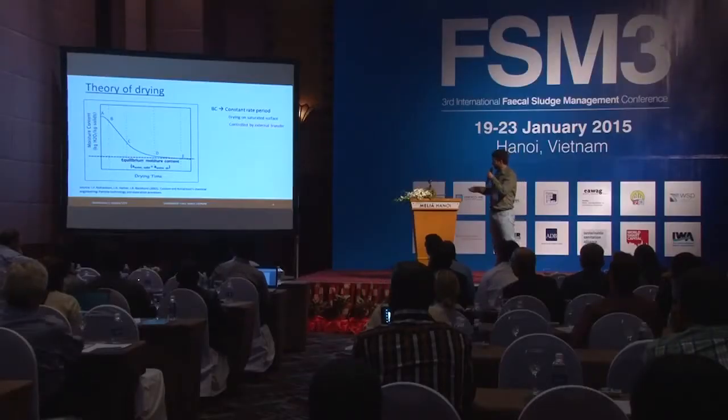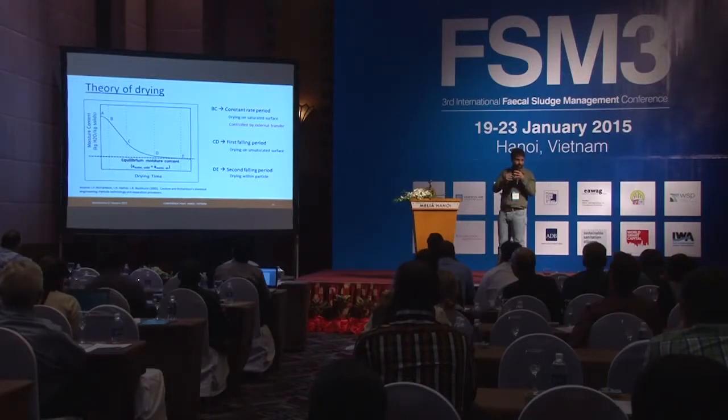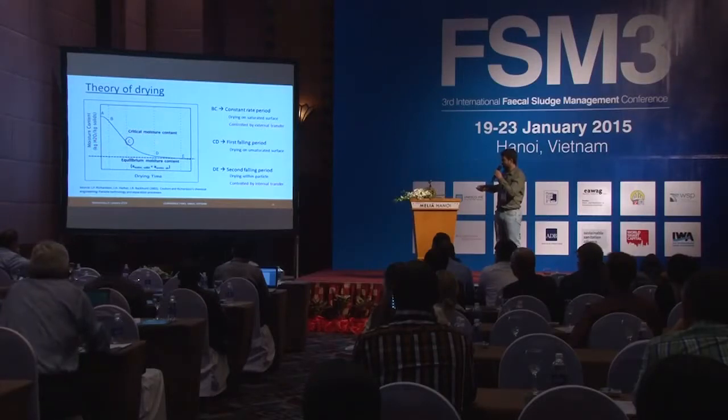And so drying occurs at the surface, and is controlled by external transport. Then the drying rate drops, in what we call the first falling rate period, and this drop is caused because the surface is no longer saturated. At the end, there is another drop in the drying rate because the drying occurs at the center of the solid, because the surface is already dry. And this period is going to be controlled by internal transfers. And the transition between the constant rate period and the first falling rate period occurs at the critical moisture content.